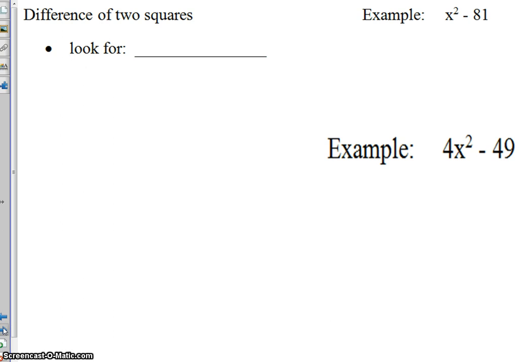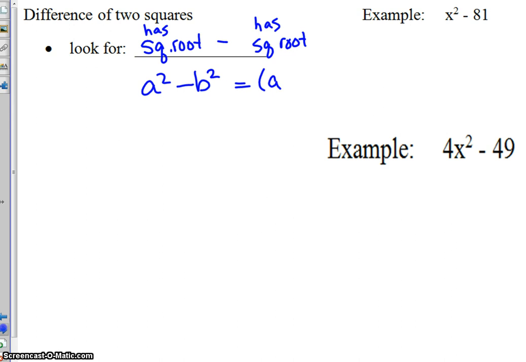So now we have the difference of two squares, okay? You're going to be looking for something that has a square root, and we're going to subtract something else that has a square root. Or it's actually like something squared minus something else squared. So you have a number squared and another number that's been squared. So the answer will always be the square root of the first plus the square root of the second times the square root of the first minus the square root of the second. So it's always going to be like x plus 4 times x minus 4 or x plus 7 times x minus 7, things like that.